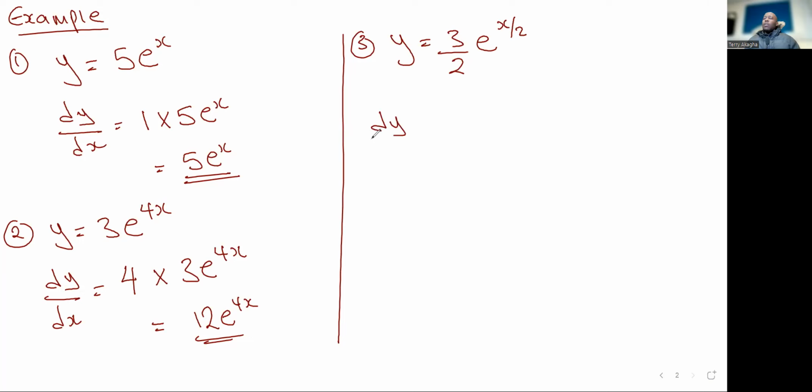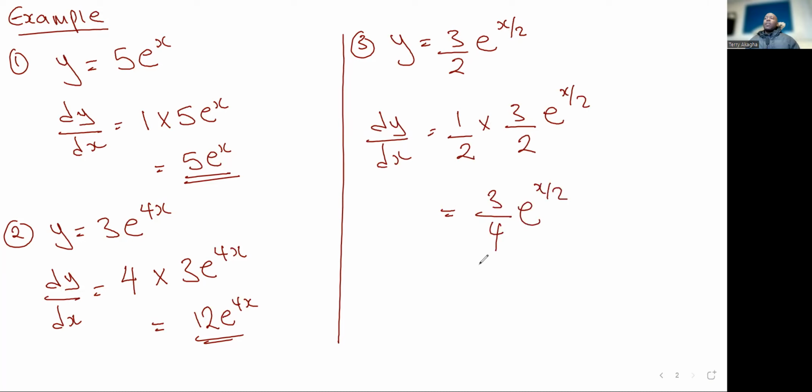So the dy over dx, when you differentiate x over 2, is going to give you 1 over 2 multiplied by the original question, which is 3 over 2 exponential x over 2. And when you multiply this, it's going to give you 3 over 4 exponential x over 2, and that will be the answer for that. Okay, so that is it. That is how you solve it.